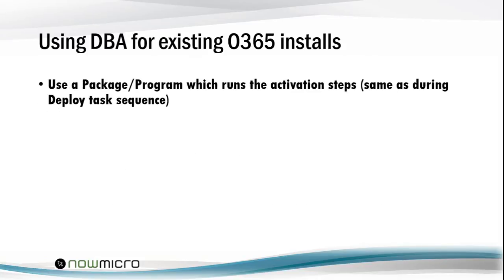Continuing off of that, we've got the scenario where you've already deployed Office 365 in your environment, and you want to swap those machines from being user-based over to device-based. Well, it's the same thing. We're going to run that same command line you would run in your deploy task sequence on all of your existing devices. This is why we'd typically build a package and program for it, because that package and program would work both in the deploy task sequence and on existing machines.